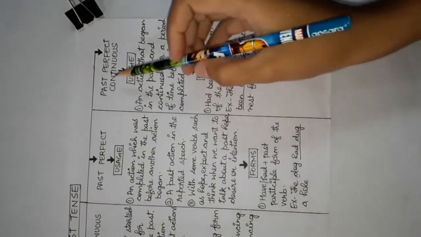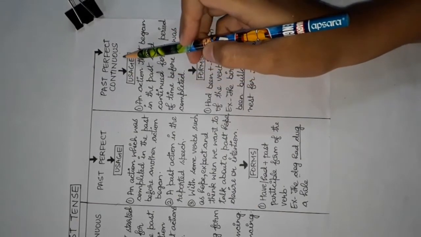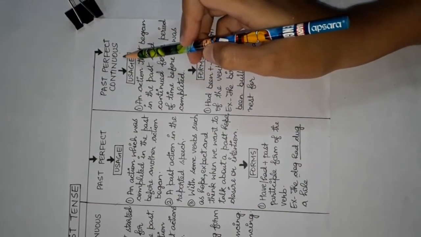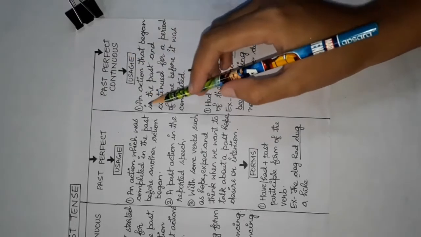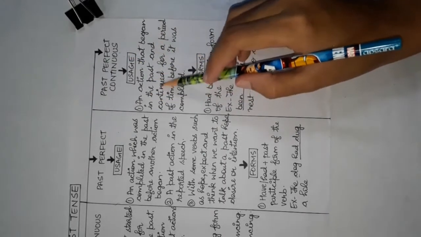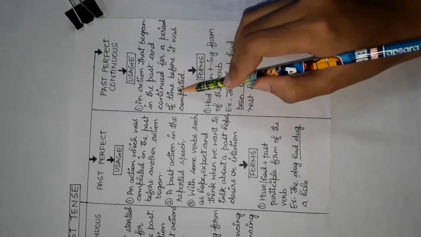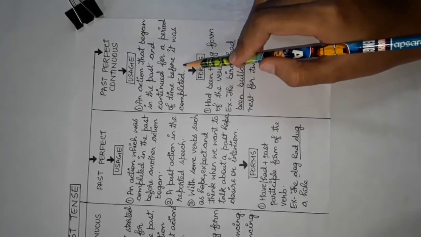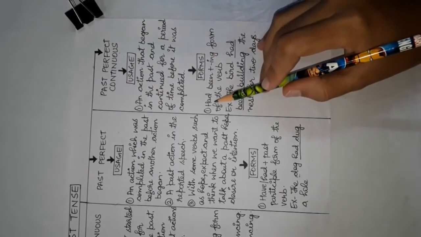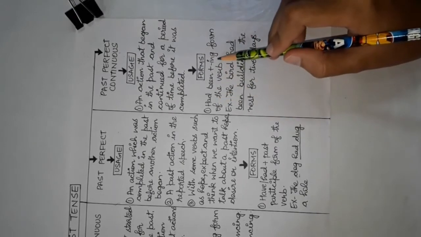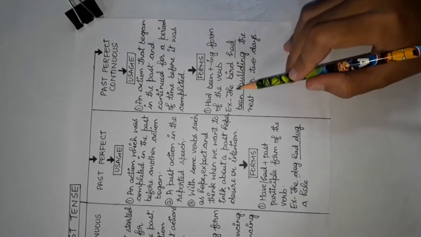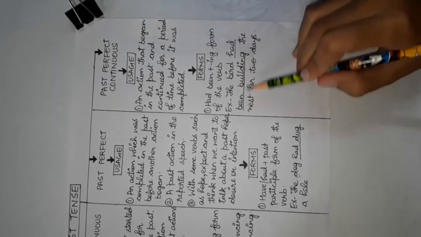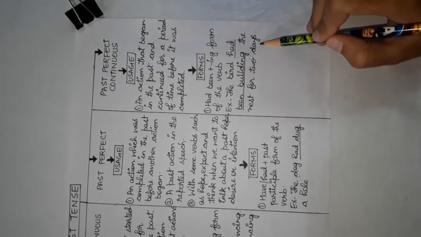The last form is past perfect continuous. The past perfect continuous tense refers to an action that took place in the past and continued until a specific time in the past. The usage is an action that began in the past and continued for a period of time before it was completed. It takes had been, and we use the ing form of the verb. It will give us the bird had been building the nest for 2 days.